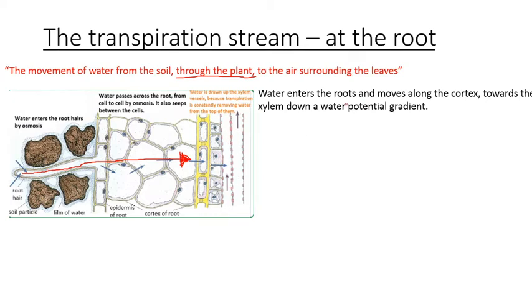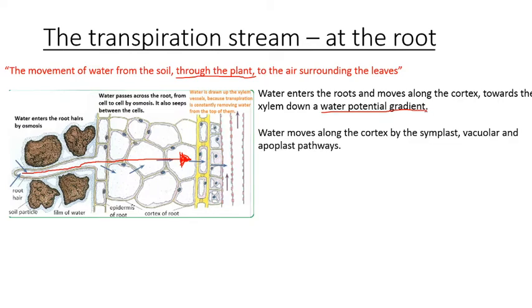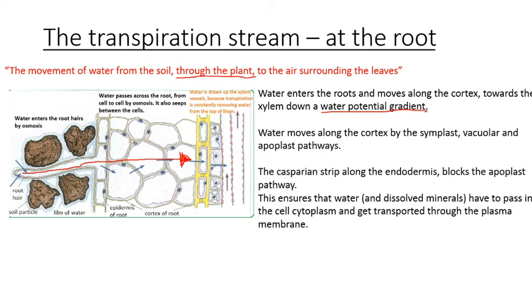And it moves down a water potential gradient. It's moving by osmosis. Except obviously the water going the apoplast pathway, because if you're not going across a cell membrane, it is not osmosis. So water can move by any of those pathways, symplast, vacuolar, apoplast. But here's where it gets interesting. This is where it starts to get weird, a bit more tricky, so you've got to really think.